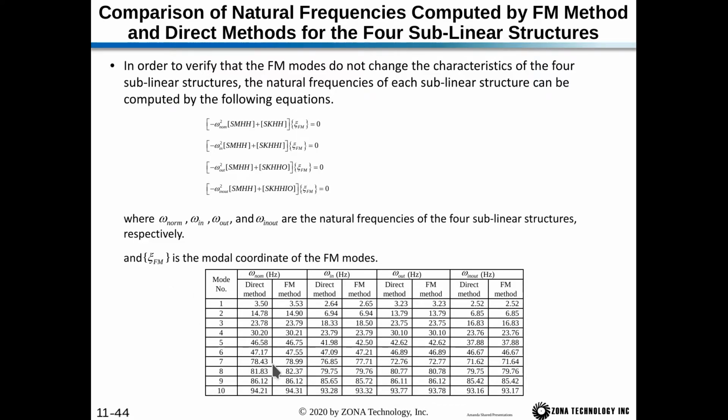If we look at this table, when we compare the direct method and the fictitious mass method, we get very similar natural frequencies, which is what we want. So this indicates that using the one set of fictitious mass modes can represent each of the 4 regions accurately.